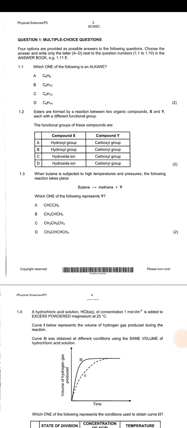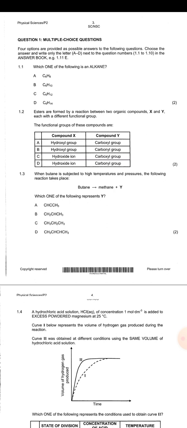In this video, we are going to look at multiple choice questions 3 for physical sciences. We are still going to follow the same method, which is to determine the wrong answers first, and possibly come up with the right one from there. Question 1.1 goes: which one of the following is an alkane?